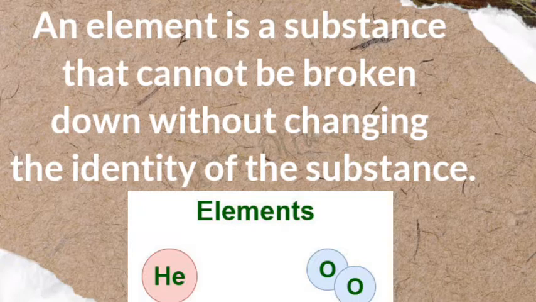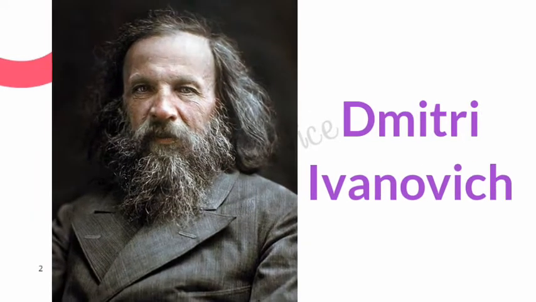Next, we're going to see some facts about elements. Dmitri Ivanovich was a Russian chemist. He was the first to arrange the elements by their properties. In the year 1869, he developed the periodic table of elements.